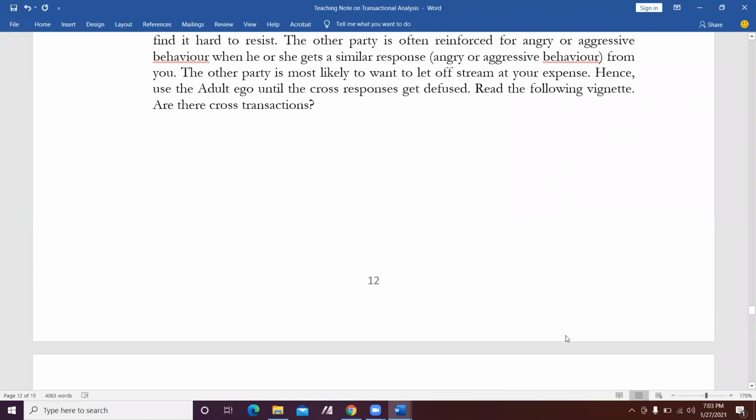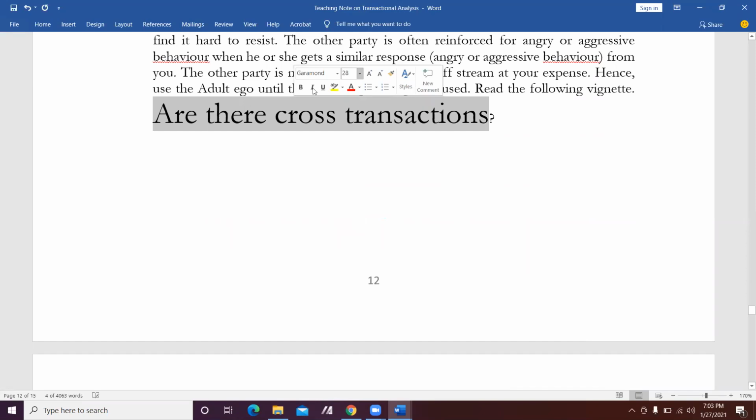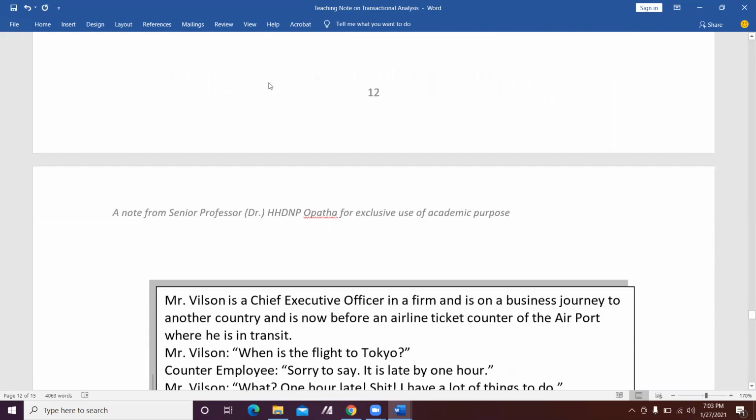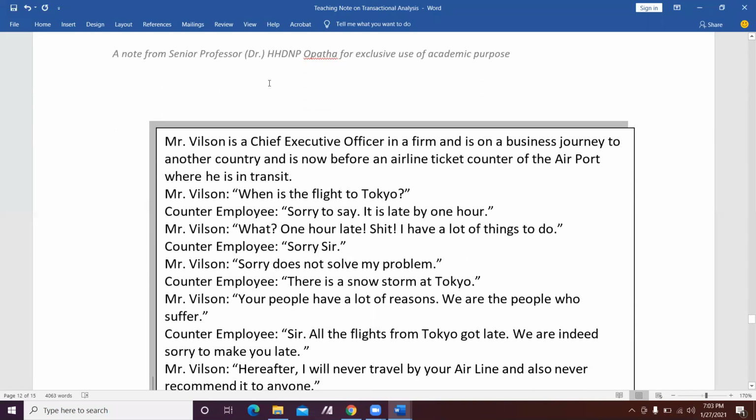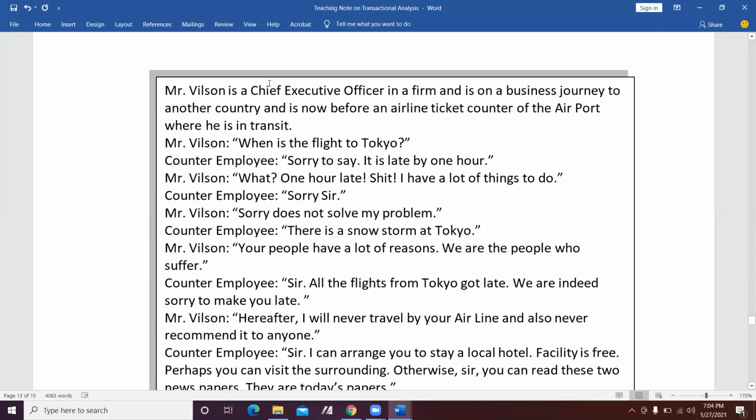So my question is, are there cross transactions? Read the vignette and try to understand. Mr. Wilson is a chief executive officer in a firm and he is on a business journey to another country. And he is now before an airline ticket counter of the airport where he is in transit.